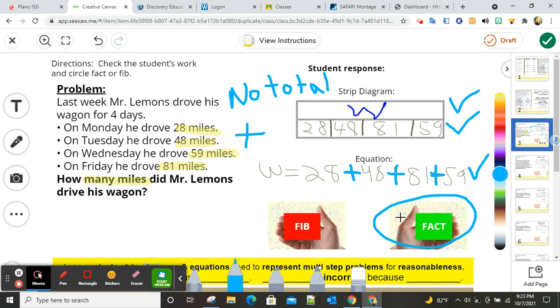Now, if you notice, I activated my highlighter and my pencil as I was thinking through to help me visualize. I would suggest doing that. You can also look back in your notebook at your Do You Have a Total chart and your list of math words and the directions you wrote down to help you form strip diagrams and equations. All of those things could be looked back at to help you determine if the student work is correct or incorrect. Good luck, and remember, today is Friday.